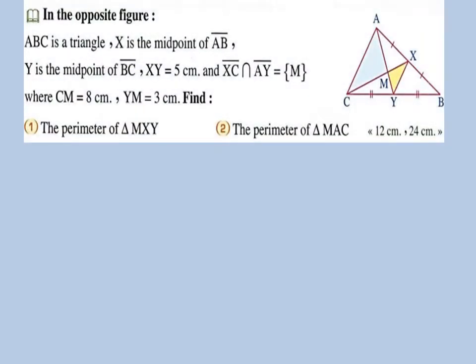Now another exercise, which is a proof problem. In the opposite figure, ABC is a triangle, X is the midpoint of AB, Y is the midpoint of BC, XY equals 5, line segment XC intersection line segment AY equals point M, MC equals 8 and YM equals 3. We want to find the perimeter of triangles MXY and MAC.